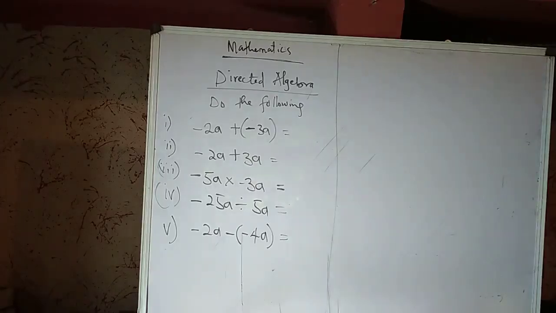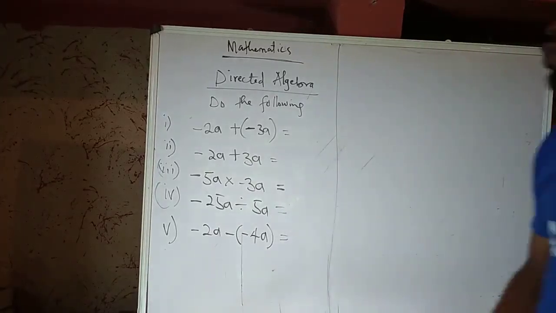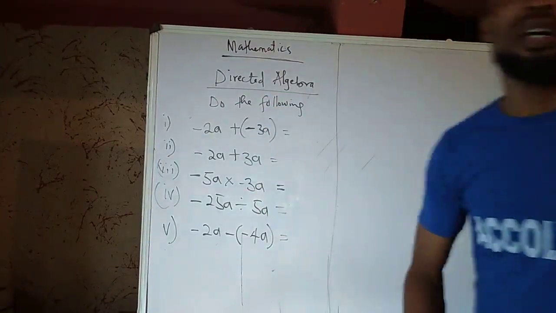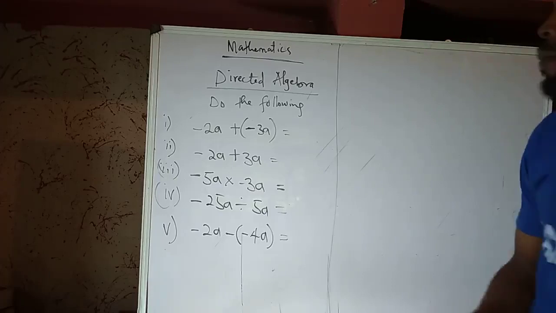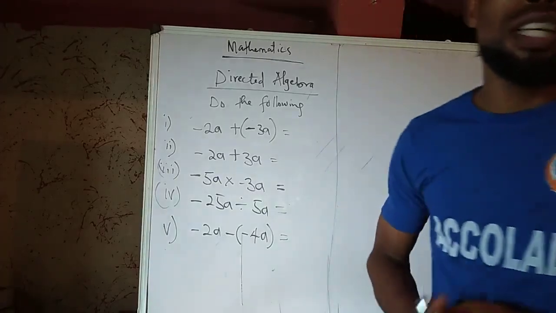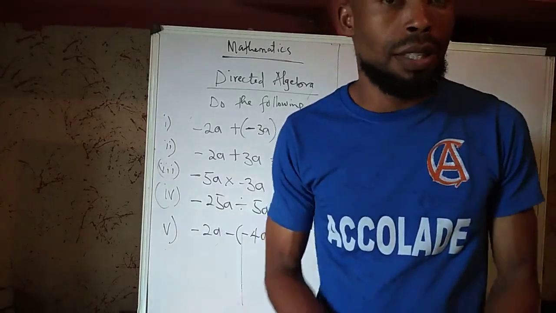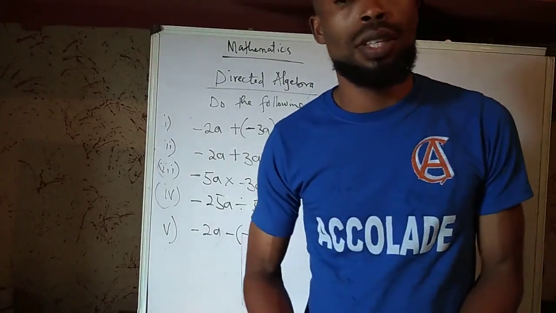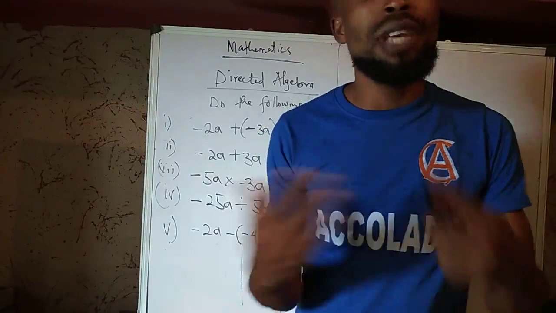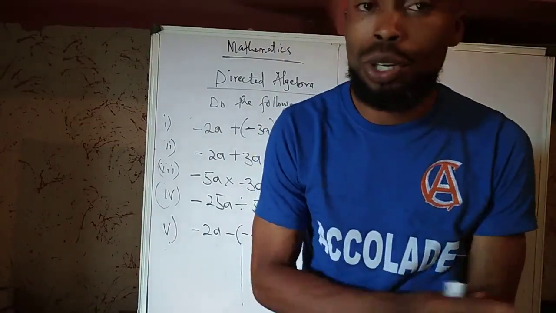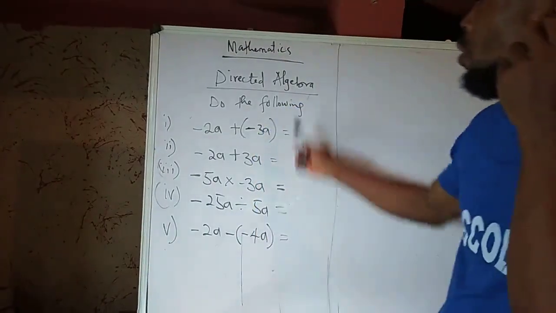Okay, still on directed numbers, we want to look at directed algebra. Of course, this is not the first time you're hearing algebra. Algebra simply means using letters in mathematics to replace numbers, where you should have a number, because the number can be any value, so you just use a letter to replace it. That's what we call algebra.